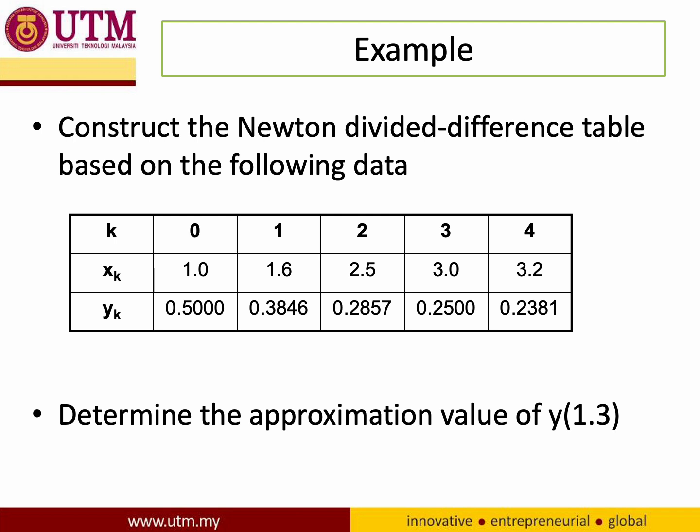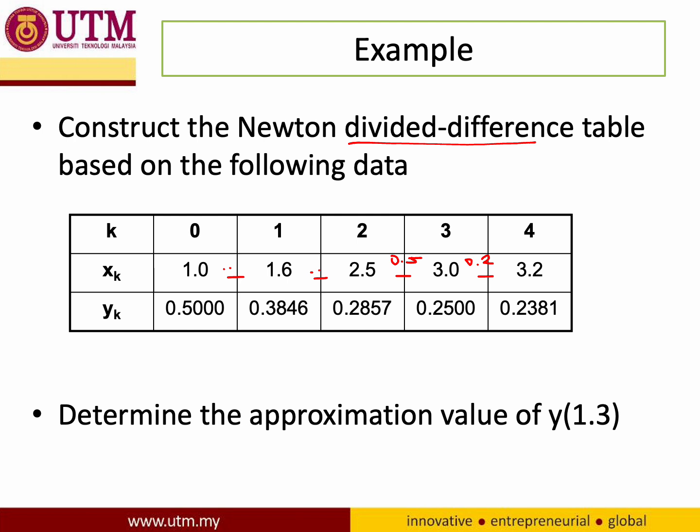So here they ask for the construction of the Newton divided difference table based on the following data. If you see the data here, the h is not uniform. This is 0.2, this is 0.2, and this is 0.5, so this one is different as well. Basically, you cannot use the Newton forward and Newton backward for this one. So if the question asks for Newton, you can use the Newton divided difference.